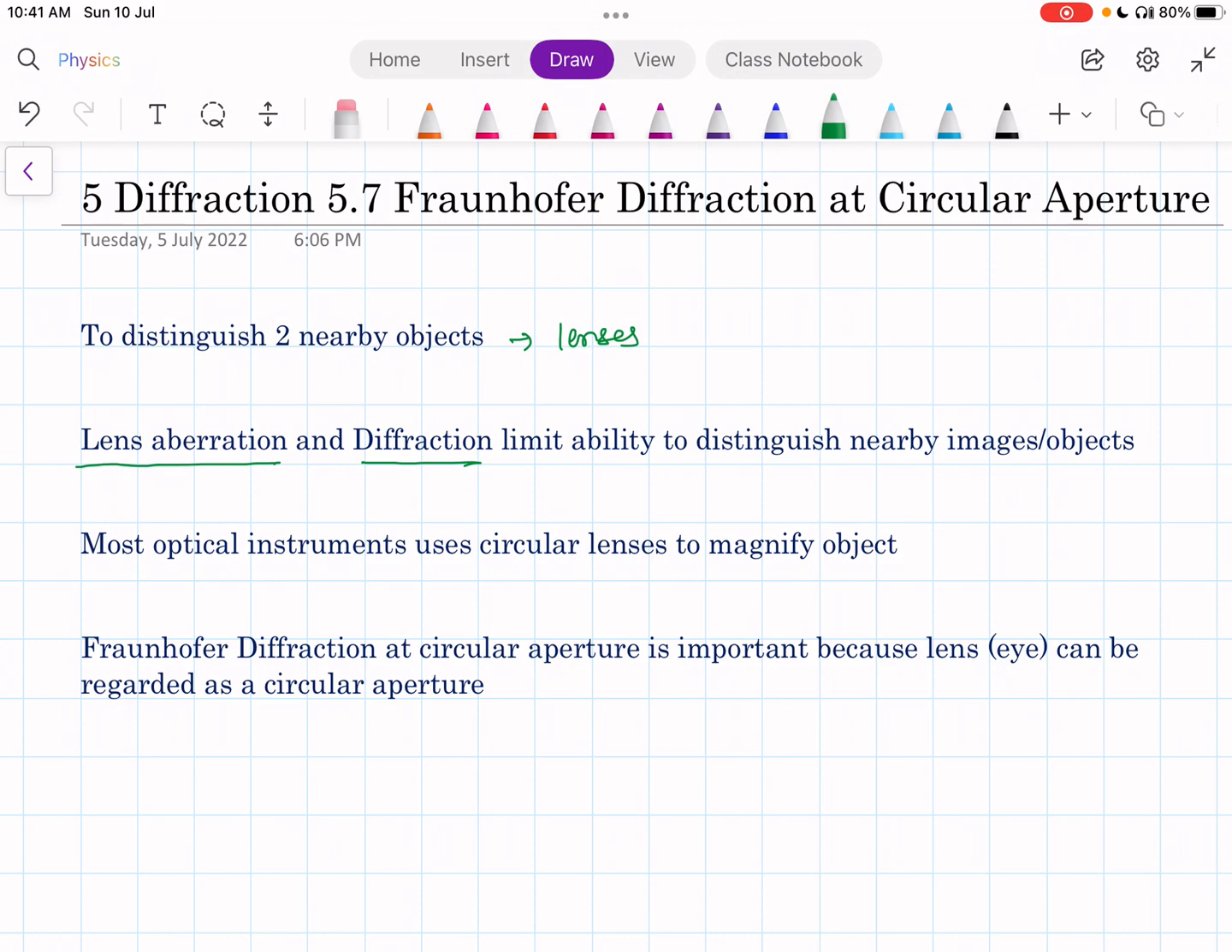In most optical instruments, circular lenses are used to magnify objects. So why study Fraunhofer diffraction at circular aperture? It is important because the optical device called the lens can be regarded as a circular aperture. Even our eye is a lens, which can be regarded as a circular aperture. So there would be diffraction at this circular aperture, and that's why it is important to study it. So let us first see the diagram.